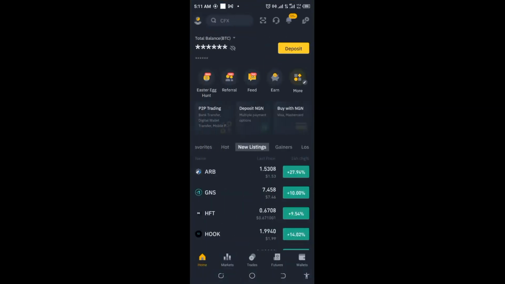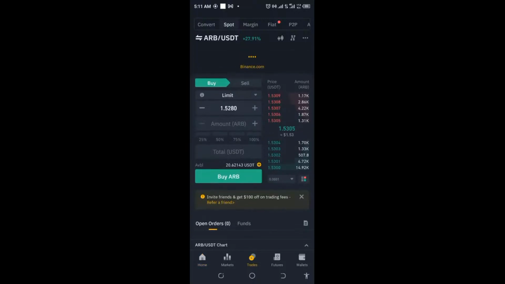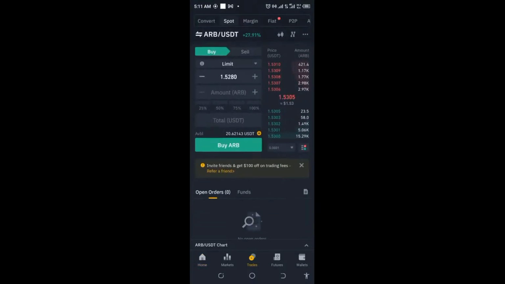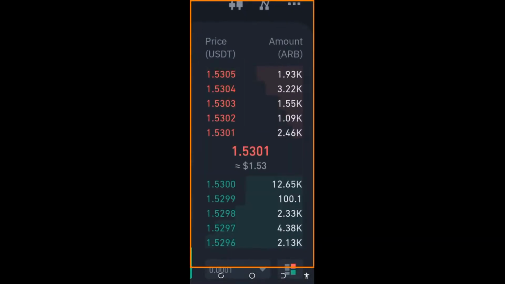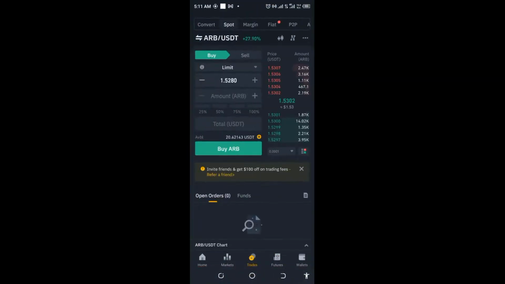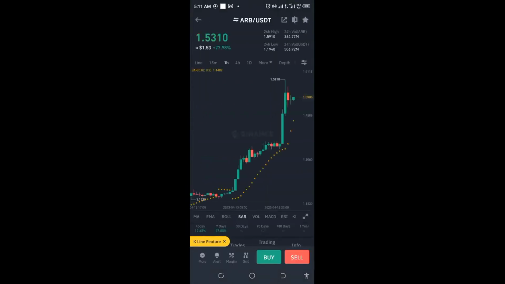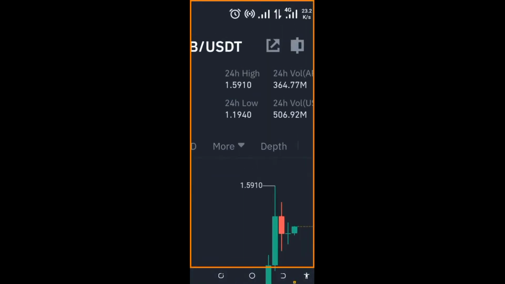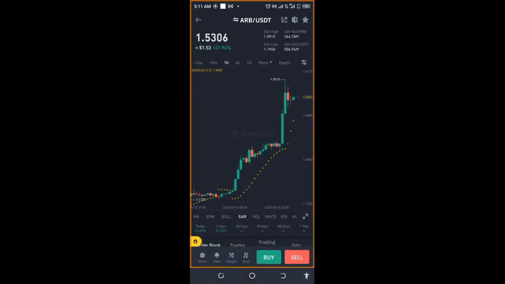Let's go back in here. As you can see, it's still pumping. And look at the order book. You can see that it's still very alive and very active. These are the things you need to make sure exist when you're doing your spot trading. Let's look at the 24-hour high, which is $1.59. The 24-hour low has shifted upwards to $1.19. Just pick a very good middle space, not the extremes, and then make sure that you work with your target.